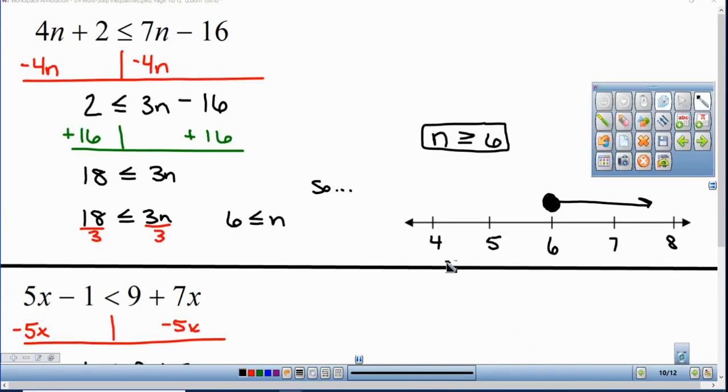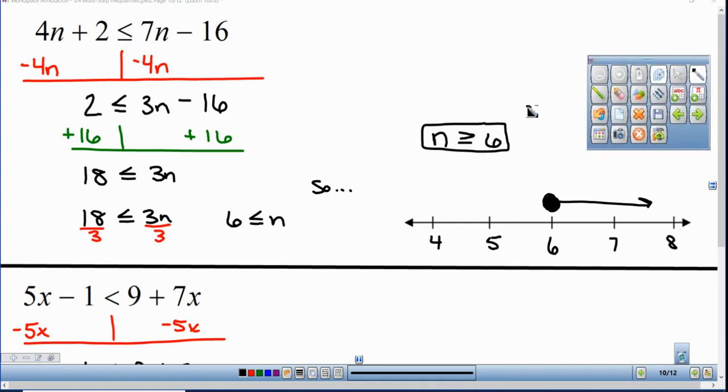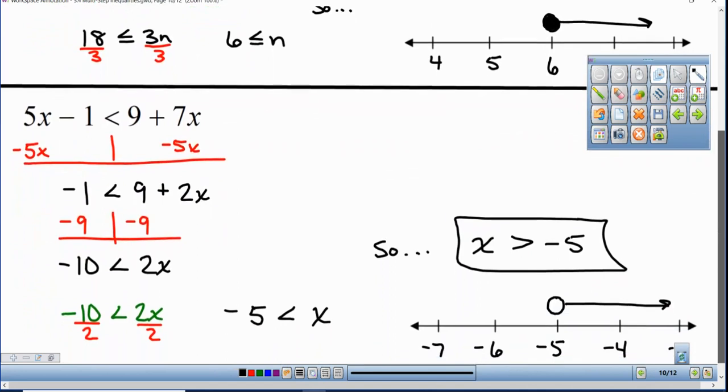All right, so on this one, we didn't have to distribute or combine like terms, but I do need to eliminate the variable from one side. I decided to get rid of the 4n. This is what we have. Then it's a two-step. You add 16, divide by 3. My variable is on the right side, so I took the time to rewrite it with the variable on the left side. And we get n is greater than or equal to 6, and I graph that, filling in the circle, because 6 is a solution to that inequality.